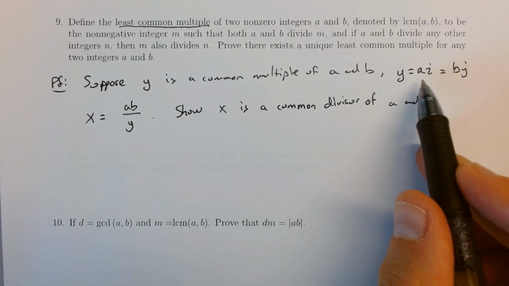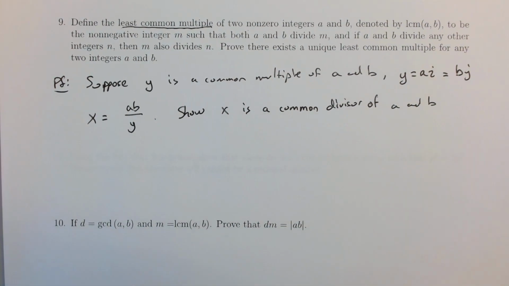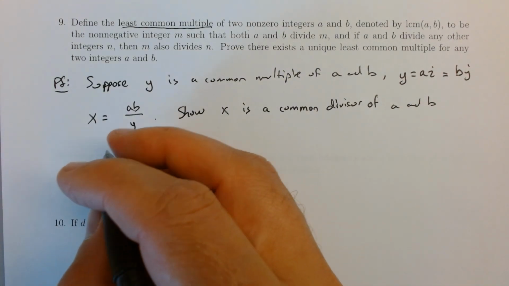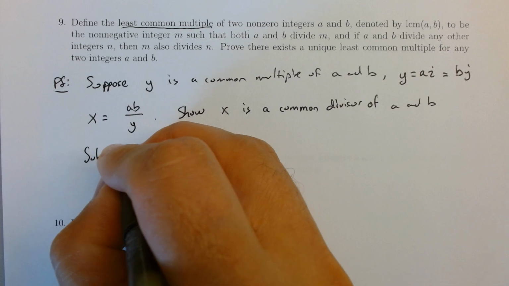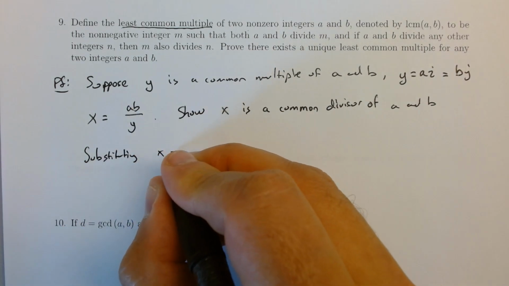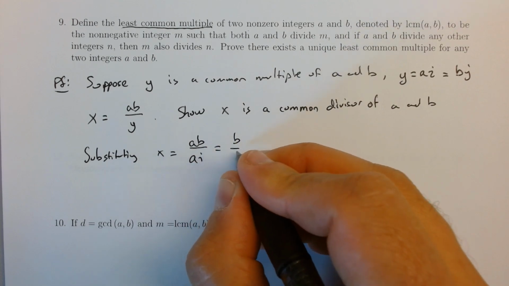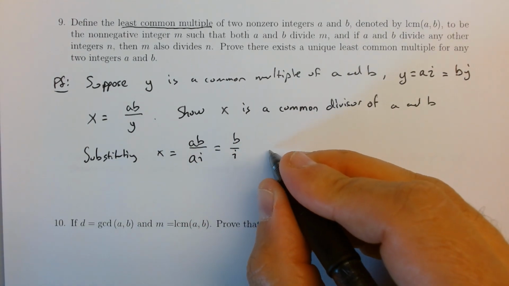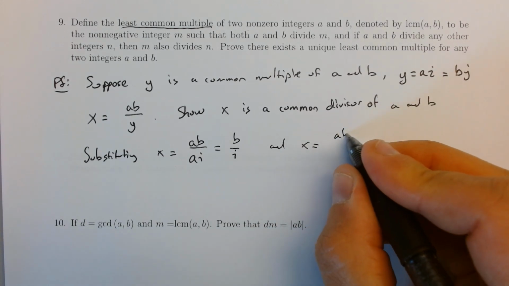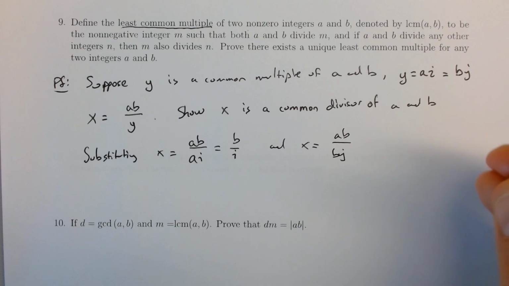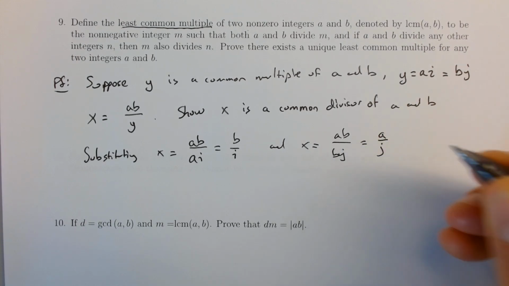Well, I have two ways I can substitute for this y here. I could substitute with ai, or I could substitute with bj. So by substituting, we get that x is ab over ai. A is canceling out, I get b over i. But at the same time, I could have also substituted bj. So ab over bj. The b's cancel out this time, and I get a over j.